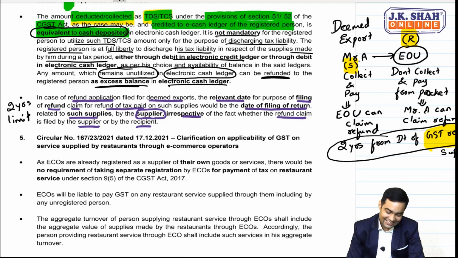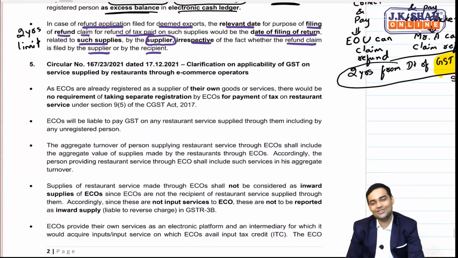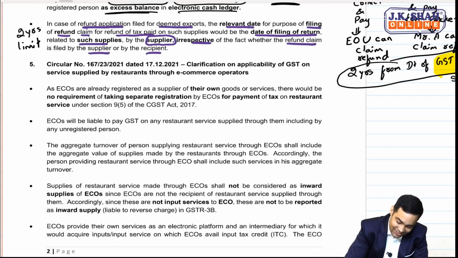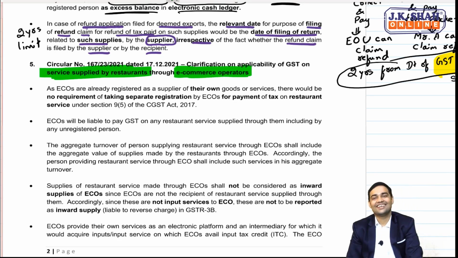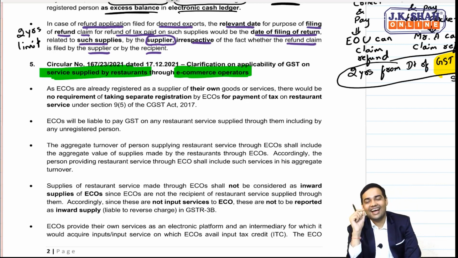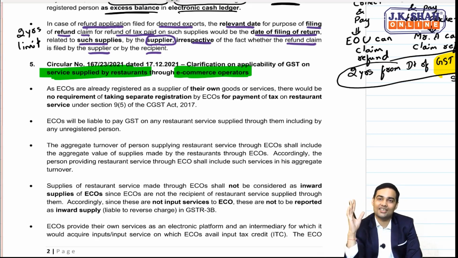Okay. And with this, we come to the last circular issued by CBIC, which is simple for the fact that it is for restaurant service. Oh, is it, sir? Yes. You remember? We just discussed some time back. Restaurant service. Who will be responsible to pay the tax? Sir, if restaurant service is supplied through e-commerce operator, then e-commerce operator is required to pay the tax. CBIC has given various clarifications on this front. Let's have a look at it.